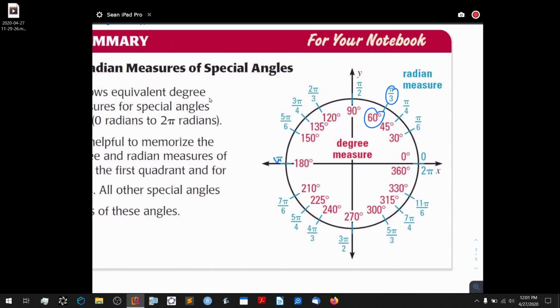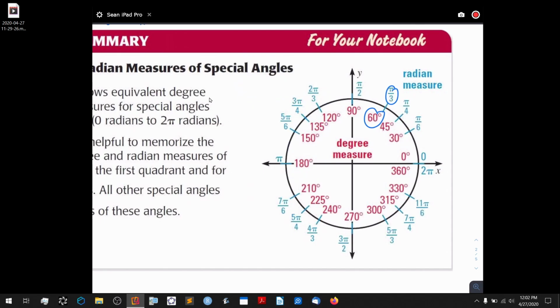Okay. Another angle, let's try another one. 3 pi over 4. How far do I have to go to get here? Well, 3 pi over 4. I need to add another pi over 4 to get to 4 pi over 4, which is pi. Okay. So I need to add another 45 degrees. So this angle is 45 degrees less than 180. So 45 degrees less than 180 is 135. All right. And that's basically how you can memorize all of these angles.